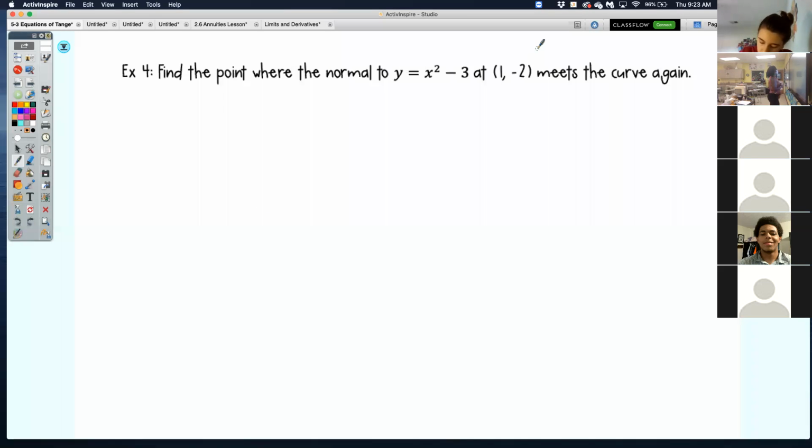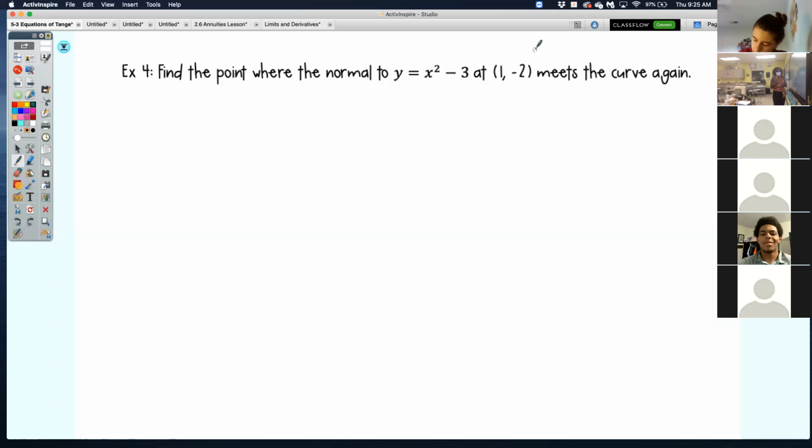Right. So it says find the point where the normal to y equals x squared minus 3 at the point 1, -2 meets the curve again. Okay? So in order to figure that out, I need to find what? What do I need to find? If we're trying to find the normal equation, what does that represent?